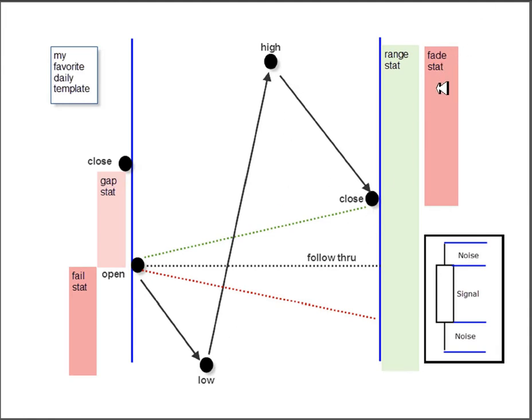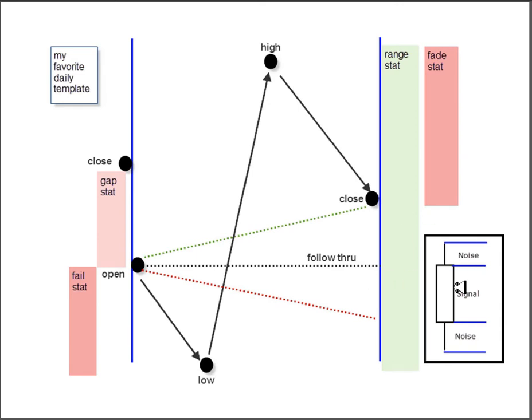The fade stat we haven't used as much because we don't like trading the last 30 minutes, but that measure would be the average distance between the high of the day and the close, and that'll give us some sense of how much this sells off going into the close.